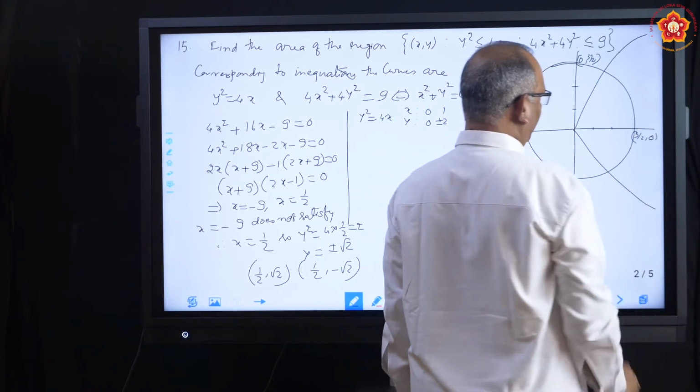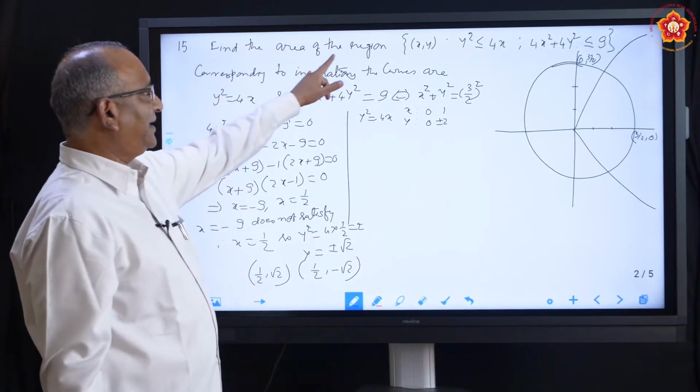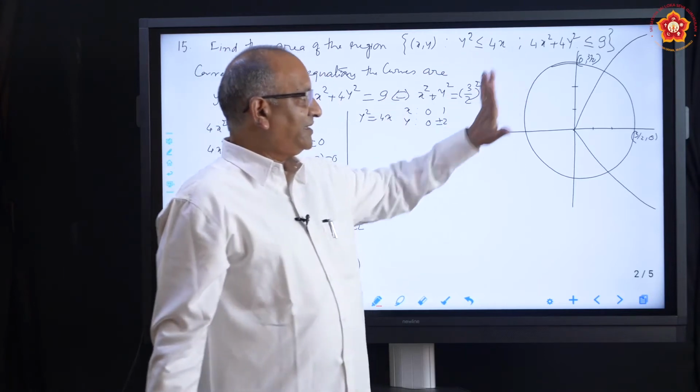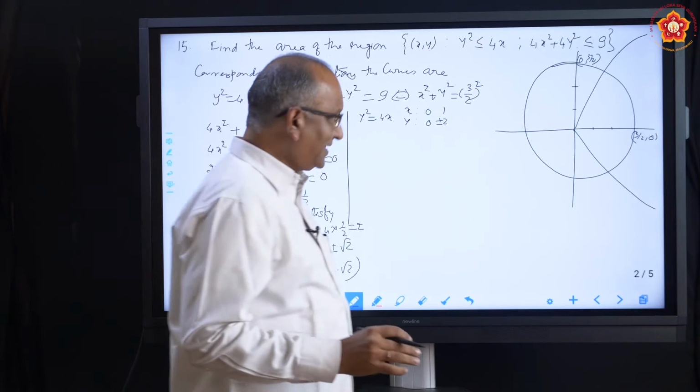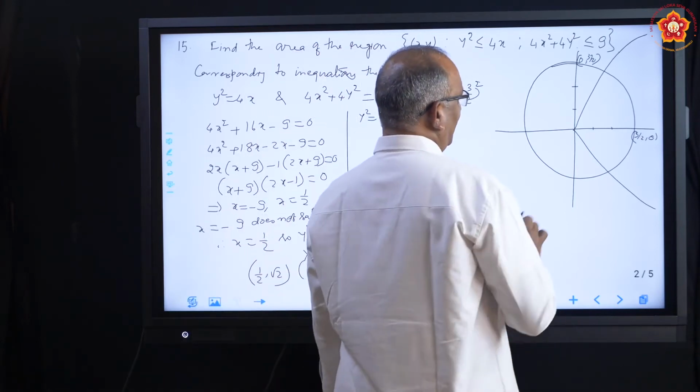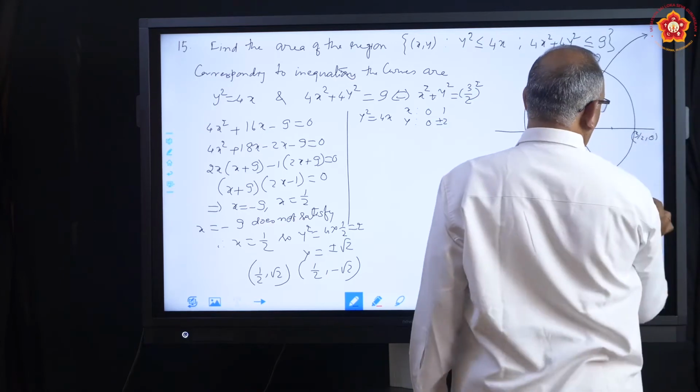This is the parabola. Now what is he asking? He says find the area of the region between these two curves, which is there in between both of them. What is the area which is there in between them? Before that you can write the points.